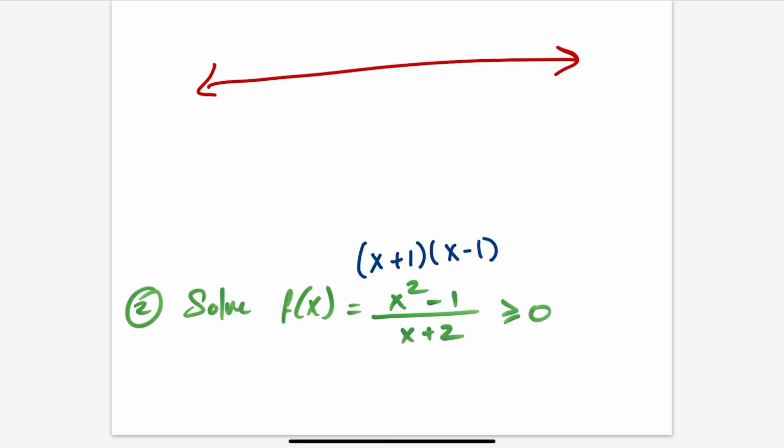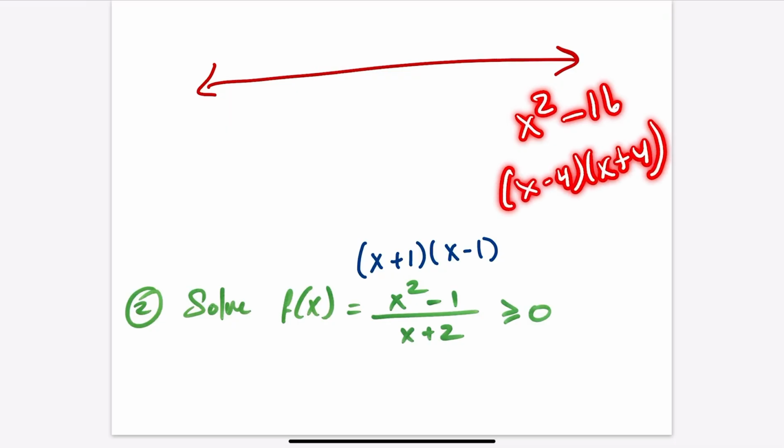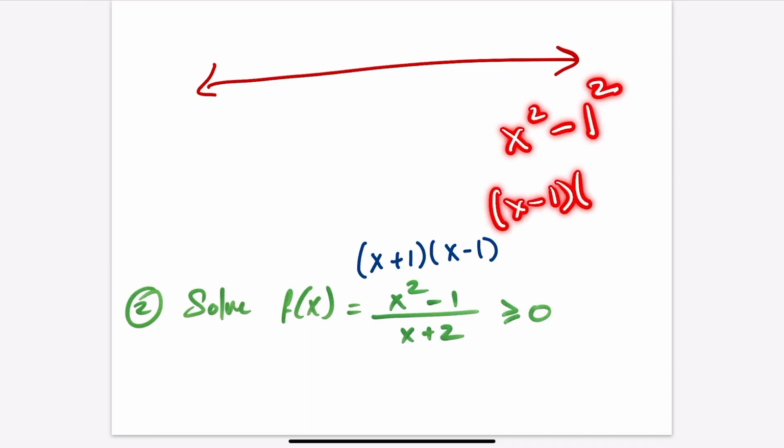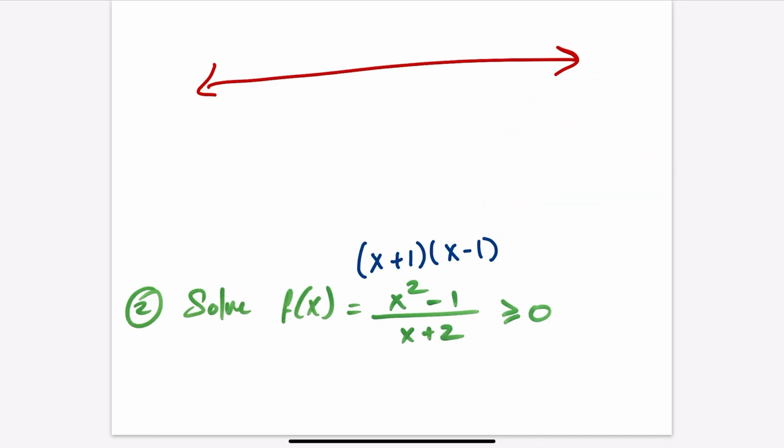Now, how did I know that it was this? Remember that there's a set of problems that you need to remember where x squared minus 16 is equal to x minus 4, x plus 4, right? They're all difference of squares. x squared minus 49 is x minus 7, x plus 7. Similarly with this one, x squared minus 1 is really x squared minus 1 squared, which is x minus 1, x plus 1, okay? So set all of these equal to 0, and then all those numbers, you're going to solve for x and put on the number line.